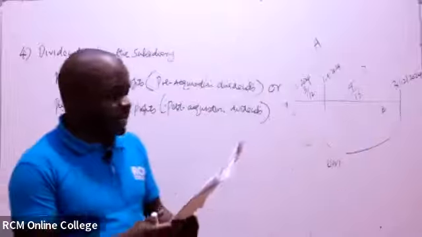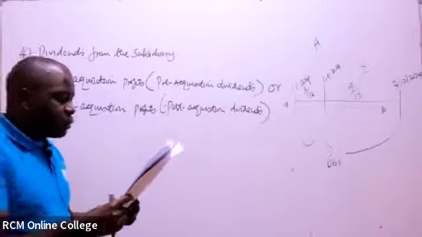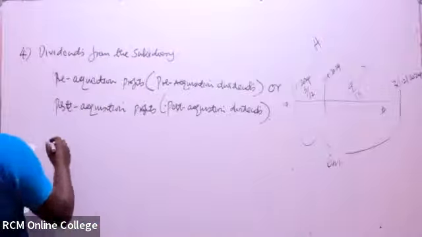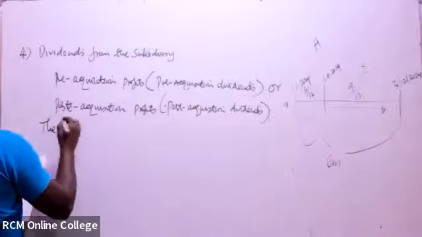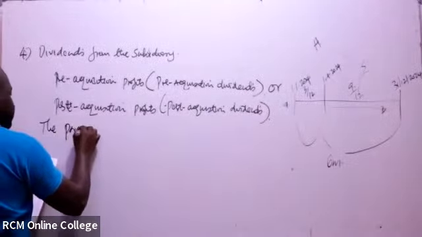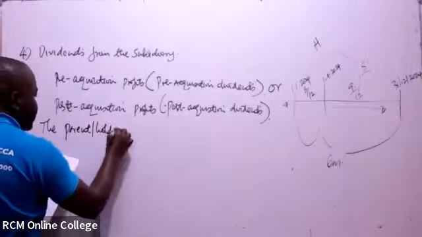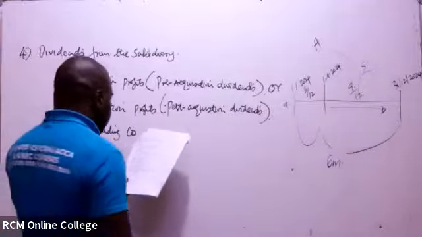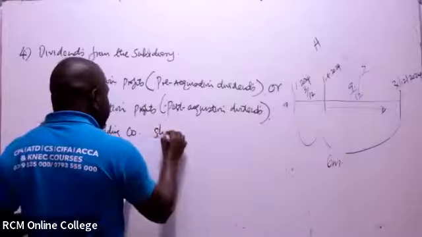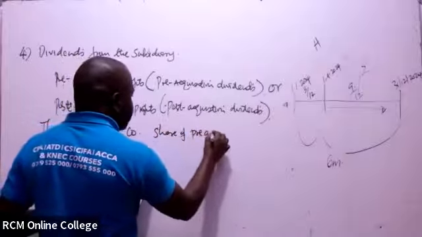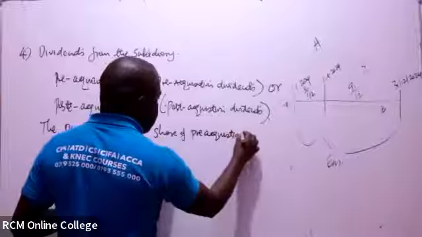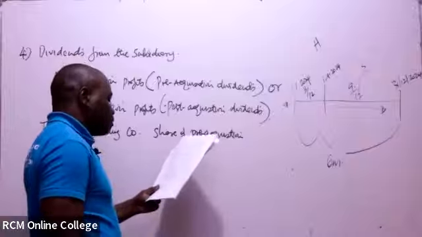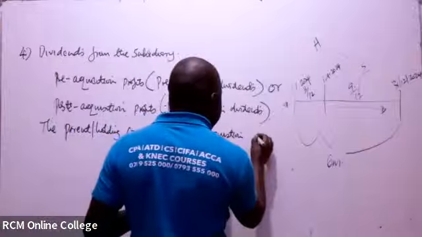Full stop. Then you write and say, the parent share of pre-acquisition dividends. The parent is the holding company. The parent or holding company's share of pre-acquisition dividends, that is, the dividends that were settled before they were acquired, or the portion of dividends for before they were acquired.